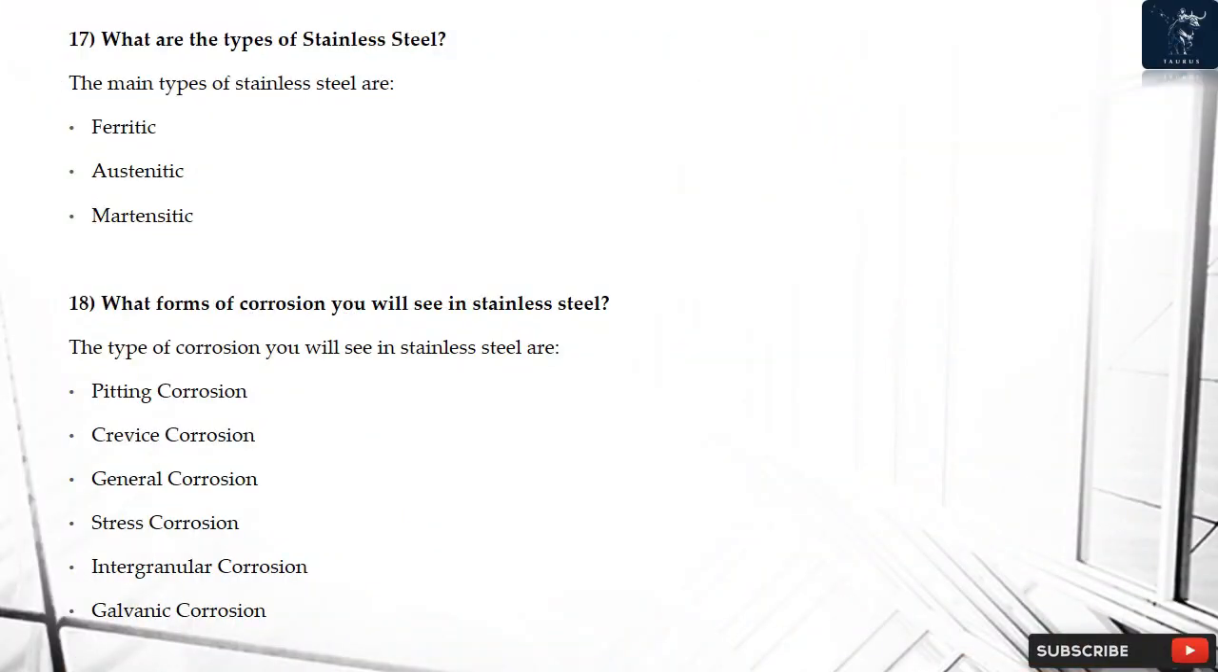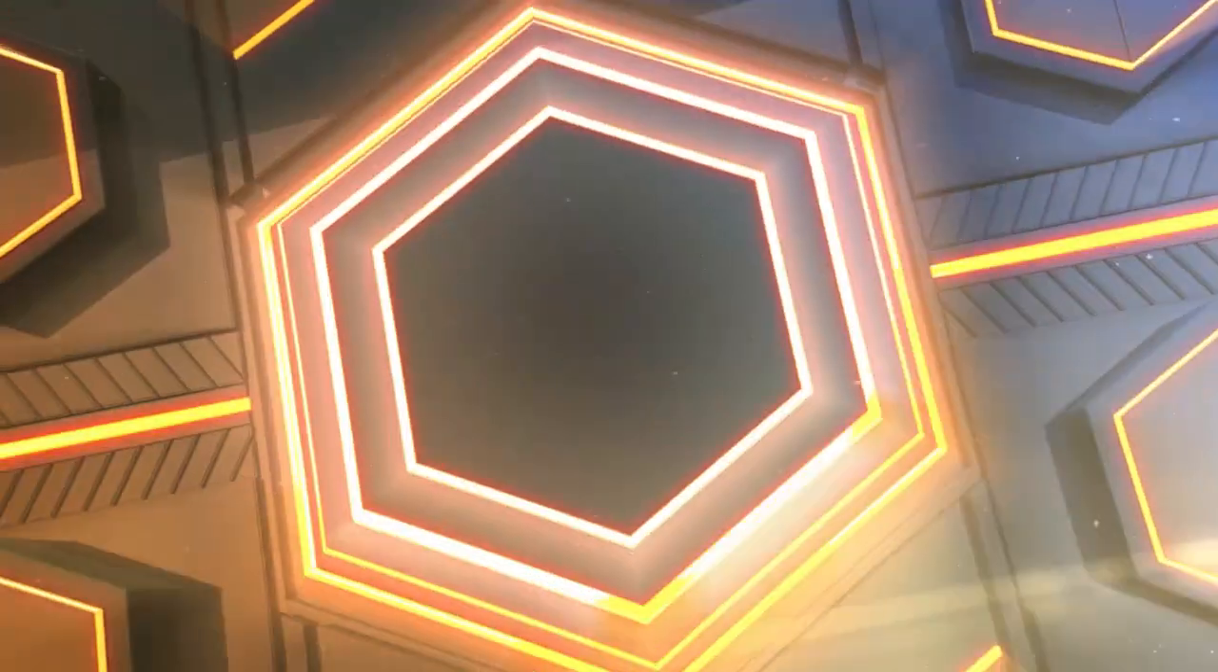17. What are the types of stainless steel? The main types of stainless steel are ferritic, austenitic, martensitic. 18. What forms of corrosion will you see in stainless steel? The types of corrosion are pitting corrosion, crevice corrosion, general corrosion, stress corrosion, intergranular corrosion, galvanic corrosion.